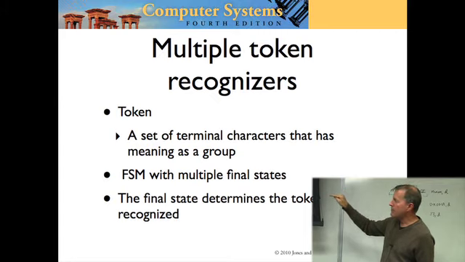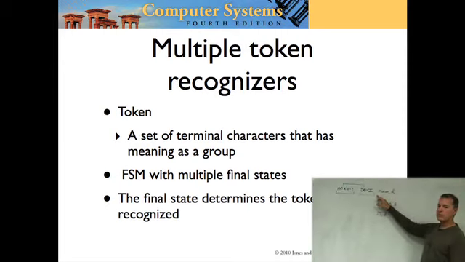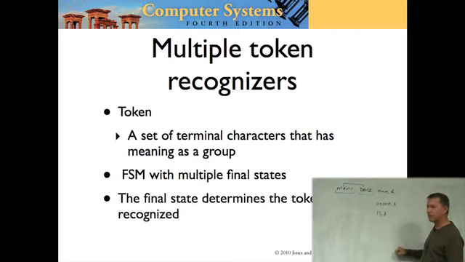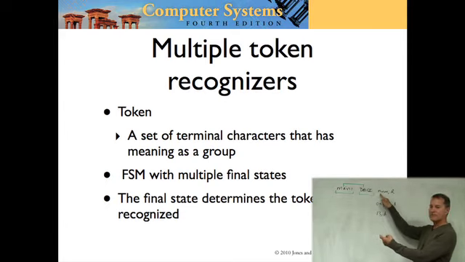And the final state determines the token that is recognized. So in a situation like this, we're going to design a finite state machine that, in this particular example, would have three different final states. It would have a final state for recognizing this, and a final state for recognizing this, and a final state for recognizing this. And what we want to have happen is, whenever we get this next terminal character, that's going to make a transition, and the next one will make a transition, and the next one will make a transition, and boom.